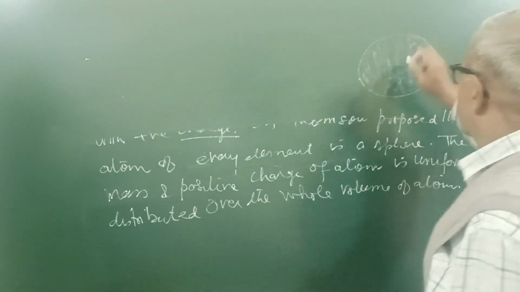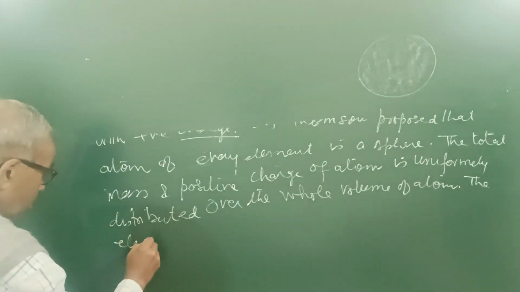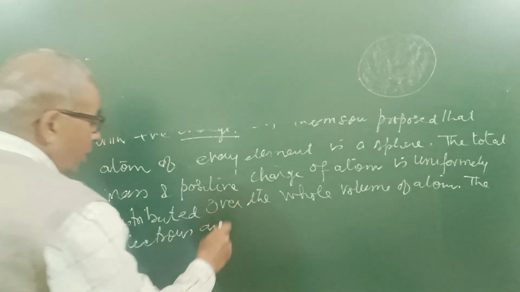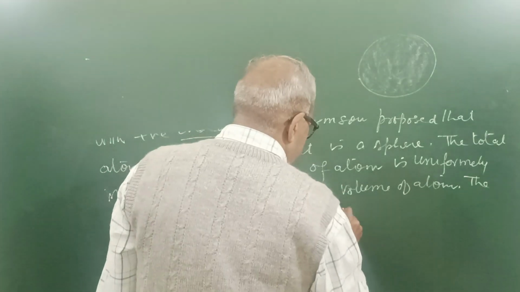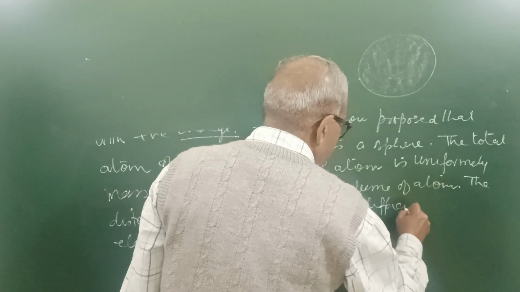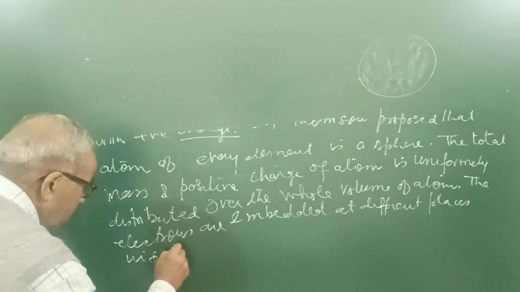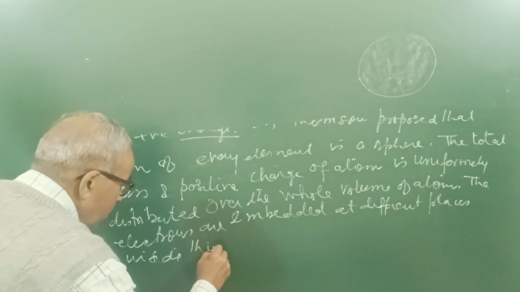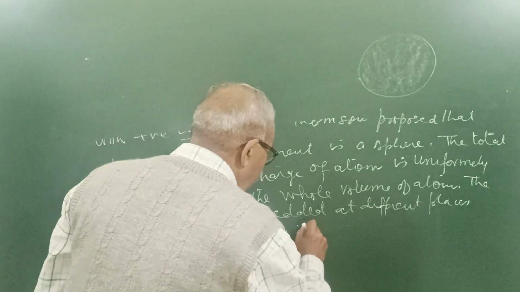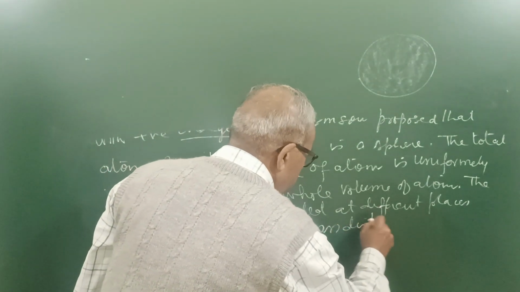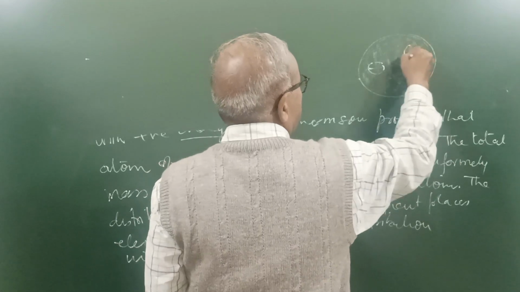And the electrons are embedded at different places inside this uniform mass distribution. Like this, here some electron, here electron, like this.